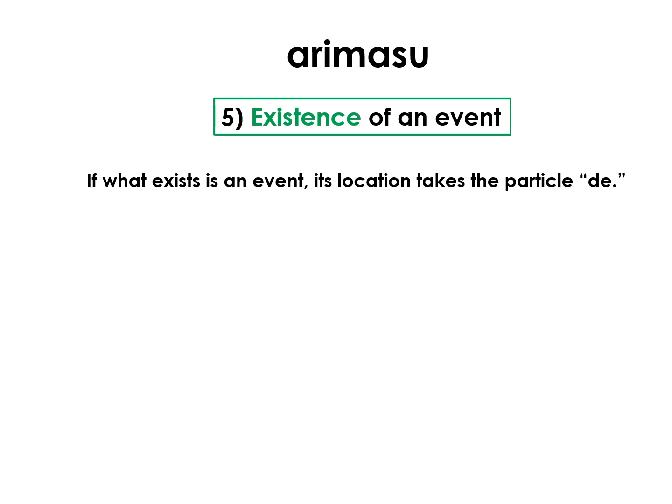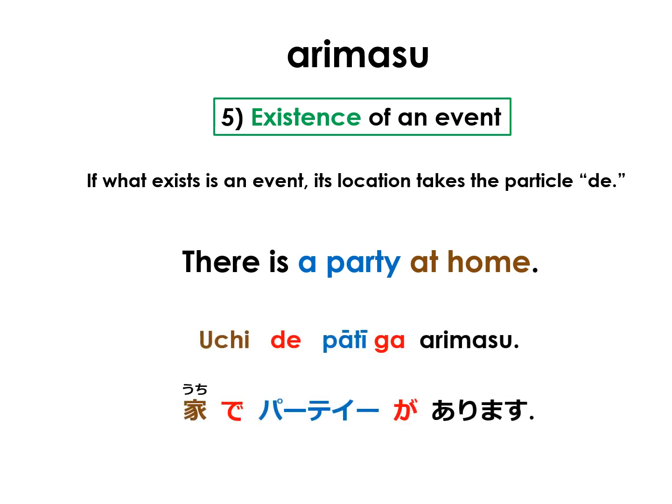The last thing we point out about arimasu is that when what exists is an event, the location of the event takes the particle de and not ni. For example, the sentence, there is a party at home. Party is an event, so the location of the event, which is at home, takes the particle de. In Japanese, we say, uchi de party ga arimasu. Uchi takes the particle de.